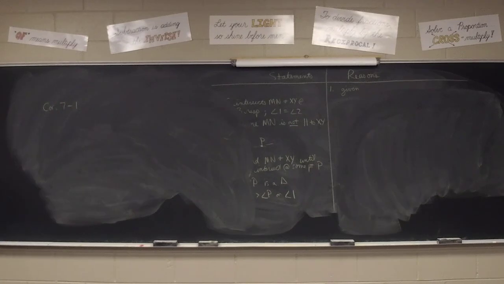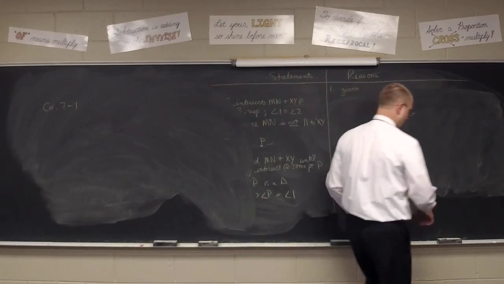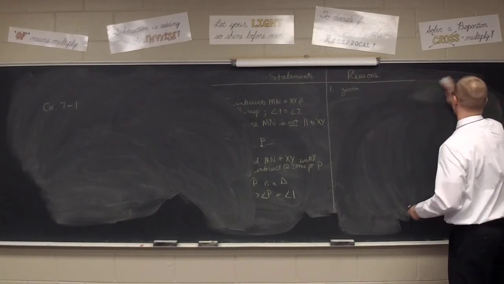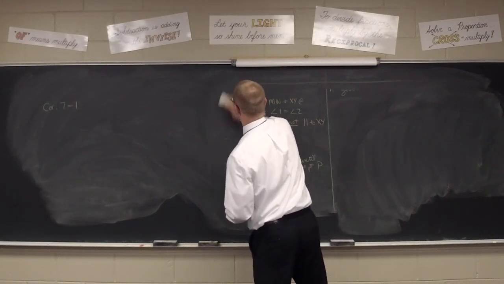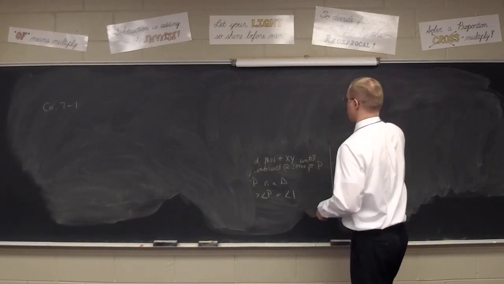Corollary 7-1 says this: if, when two straight lines are cut by a transversal, a pair of corresponding angles are equal, then the lines are parallel. It starts out the same way as the theorem does. It's word for word Theorem 7. It just says corresponding instead of alternate interior. So copy Theorem 7 again, but instead of saying alternate interior, put the word corresponding.